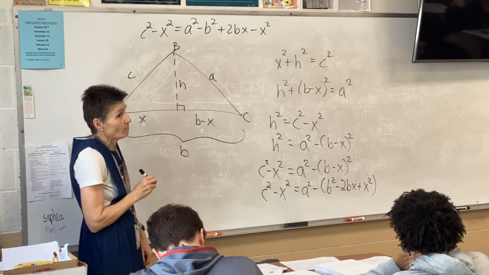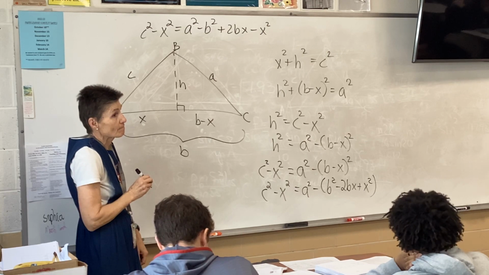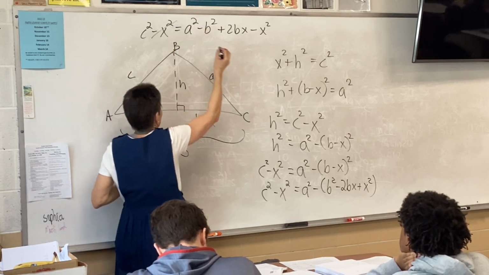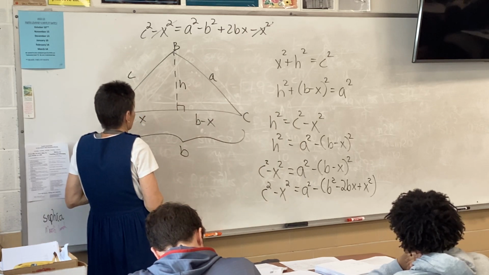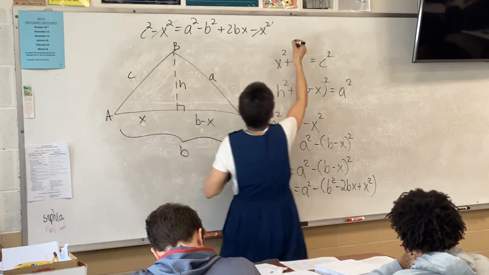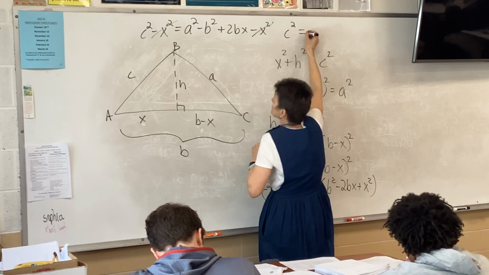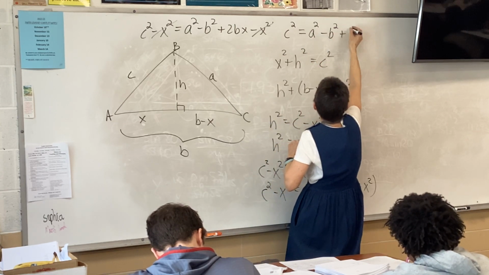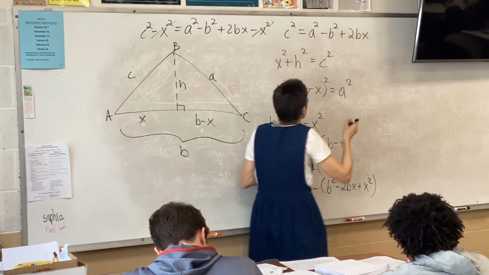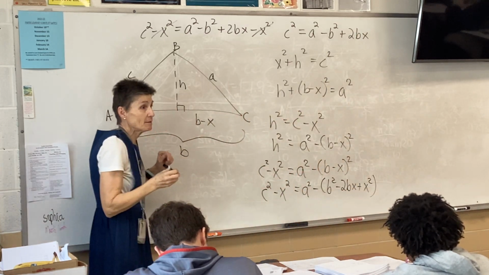It's still a frightful mess. But these at least go away. So I have c squared equals a squared minus b squared plus 2bx. Oh, that doesn't look too bad.